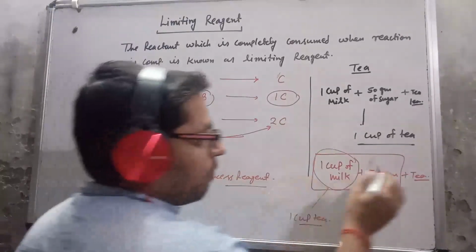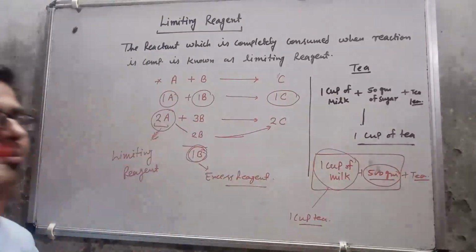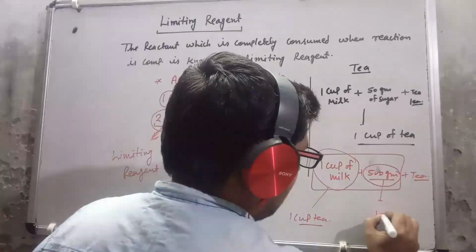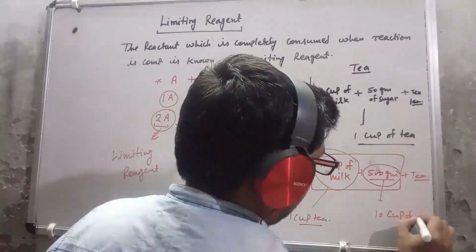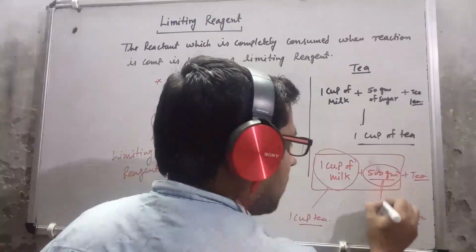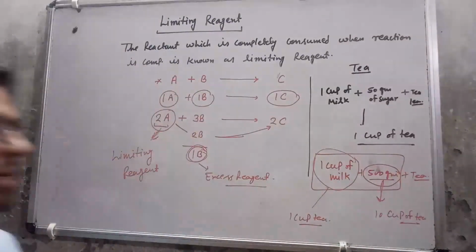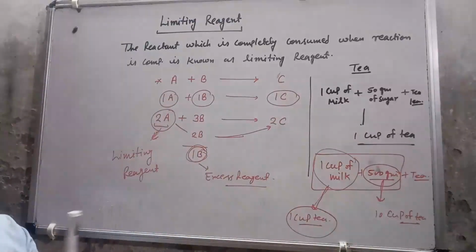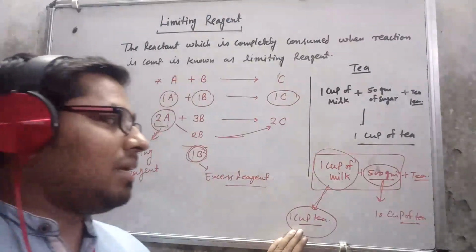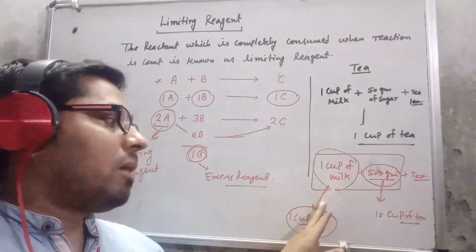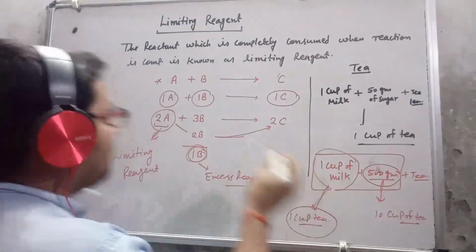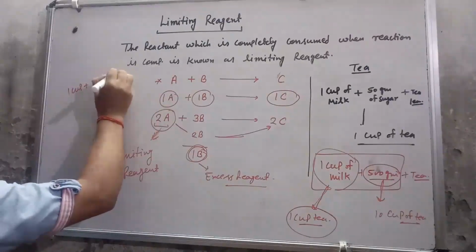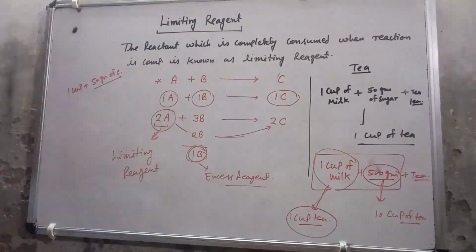There is 500 gram of sugar. So from the 500 gram, how many cups of tea will be formed? 10 cups of tea. So sugar is available for 10 cups of tea, but milk is available only for 1 cup of tea. That means when the person makes the tea, he consumes 1 cup of milk and 50 gram of sugar.